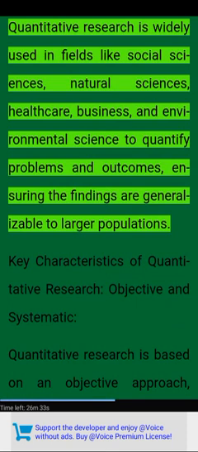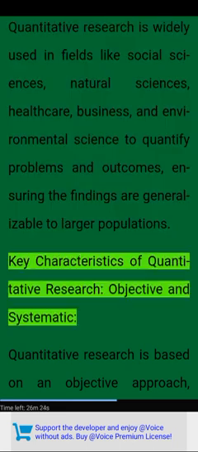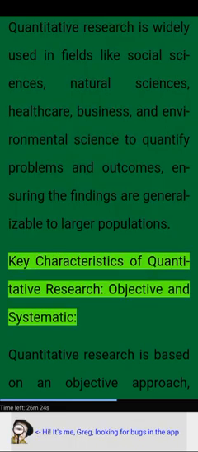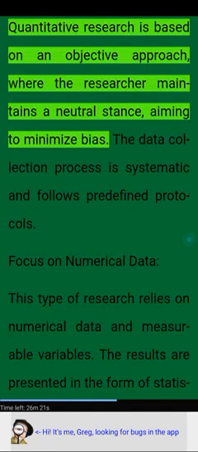Quantitative research is widely used in fields like social sciences, natural sciences, healthcare, business, and environmental science to quantify problems and outcomes, ensuring the findings are generalizable to larger populations. Key characteristics of quantitative research: objective and systematic. Quantitative research is based on an objective approach, where the researcher maintains a neutral stance, aiming to minimize bias.